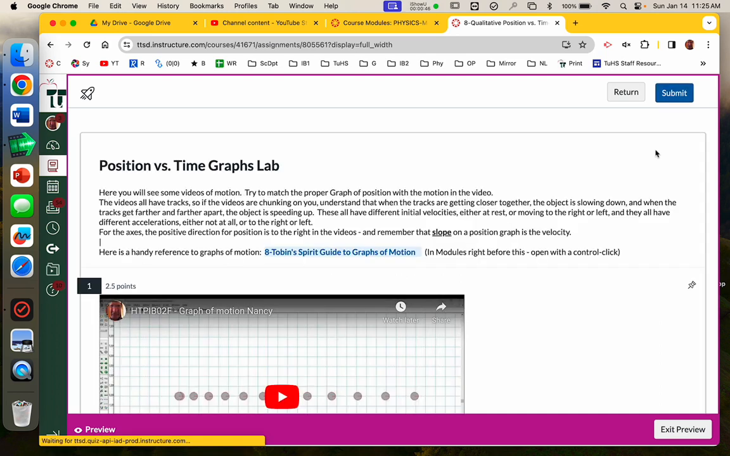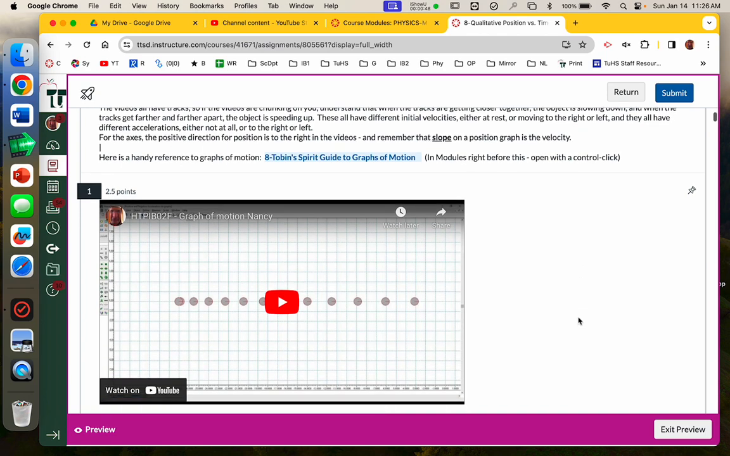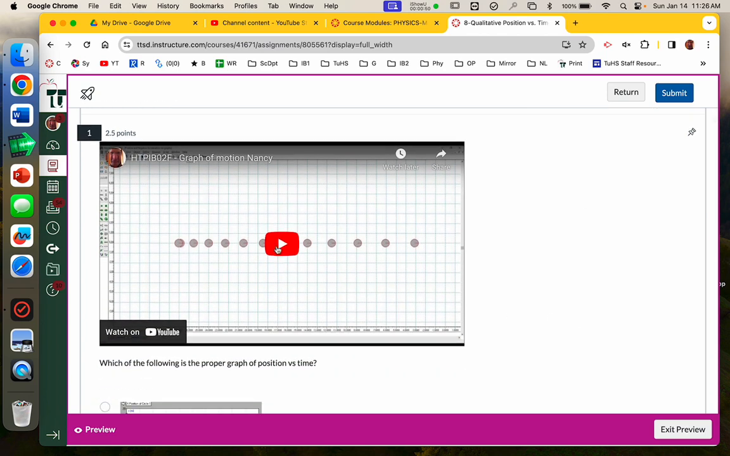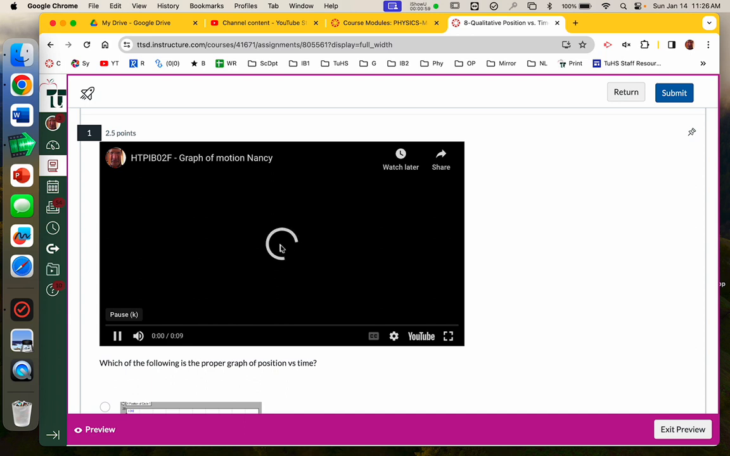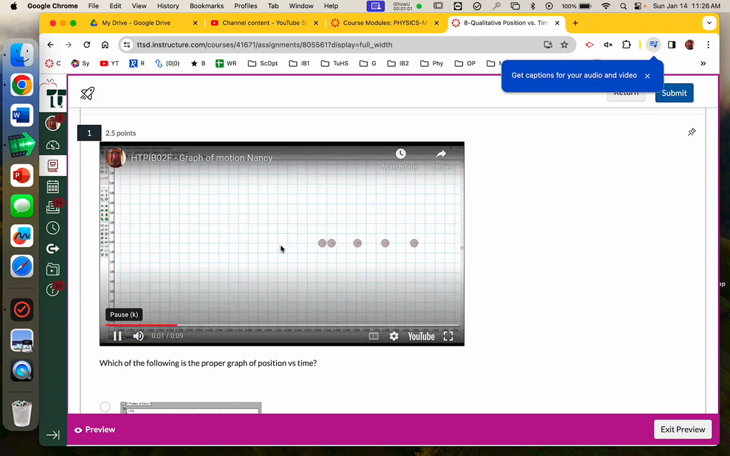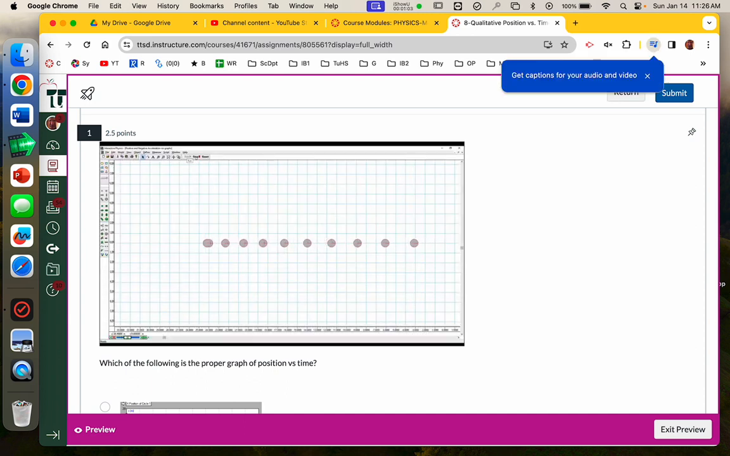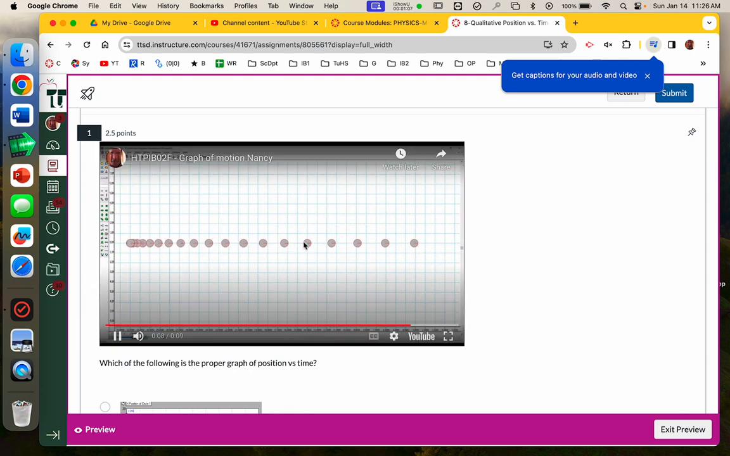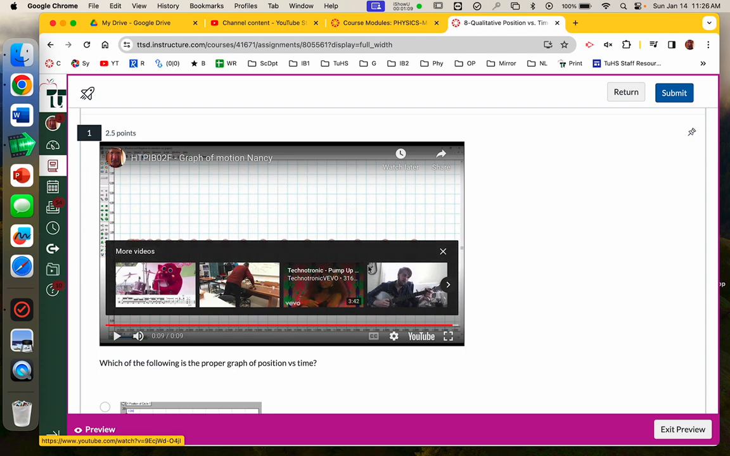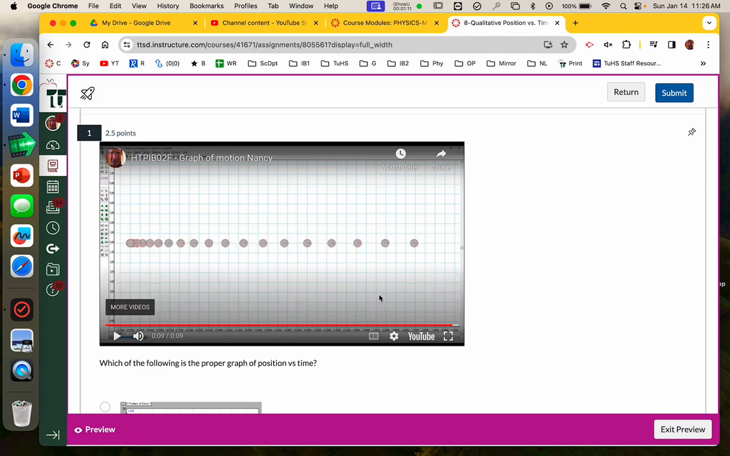What it's going to do is give them a graph of motion. These are things I made with interactive physics, and I turned on tracking, so the graph is going to leave tracks. I'll show you this. Okay, so this is moving to the left. Notice the dots are getting closer together. So it's moving to the left and it's stopping, right? And I wish this thing wouldn't pop up, but it does.